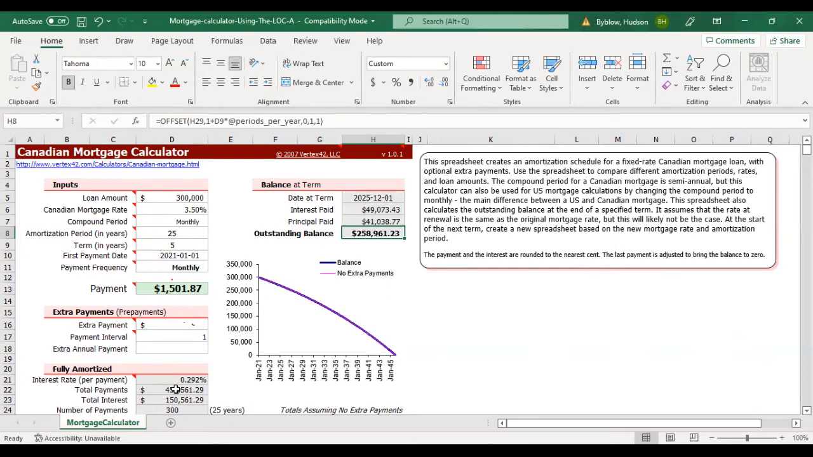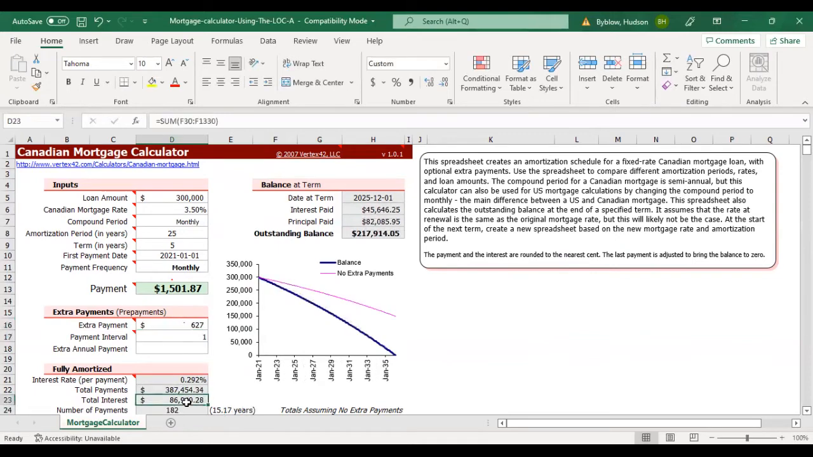Okay, how does that impact down here at the fully amortized amount, which is at the end of the mortgage? So right now, if I have no prepayments, I'm paying $150,000 in extra interest. If I just double up the principal, my interest is going to go down to $86,000. So I've saved $44,000 of interest. But this is saying over the life of the whole mortgage. So that's just a simple double up.